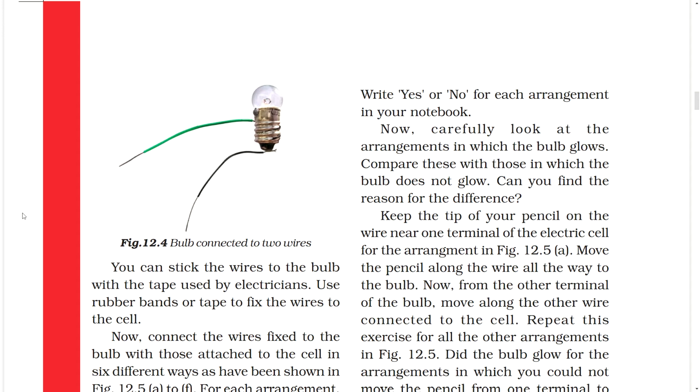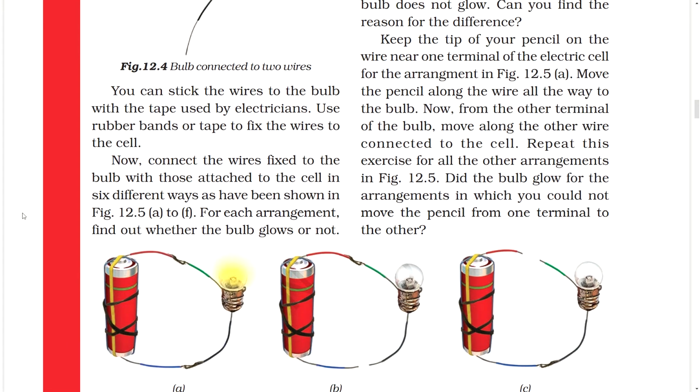Now carefully look at the arrangement in which the bulb glows. Compare these with those in which the bulb does not glow. Can you find the reason for the difference? Keep the tip of your pencil on the wire near one terminal of the electric cell for the arrangement in figure A. Move the pencil along the wire all the way to the bulb. Now, from the other terminal of the bulb, move along the other wire connected to the cell. Repeat this exercise for all the other arrangements in the figure. Did the bulb glow for the arrangements in which you could not move the pencil from one terminal to the other?